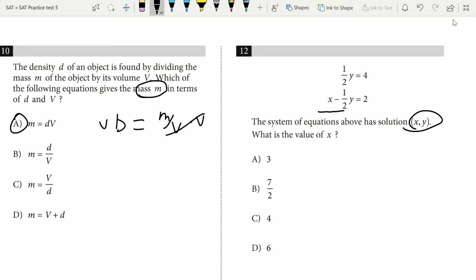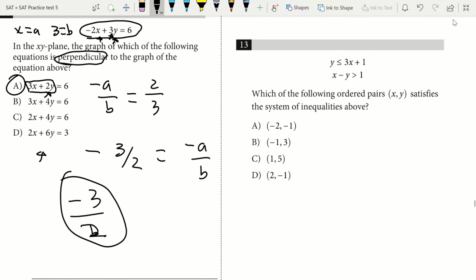All right, when I see equations stacked up vertically, I'm looking to add or subtract them to eliminate one variable. I see if I add them, I have 1/2 y minus 1/2 y, right? Plus negative, same as minus. That's going to get rid of my y. It's going to leave me with x equals 4 plus 2, which is 6. I'm asked for the value of x. My answer is going to be D, 6.